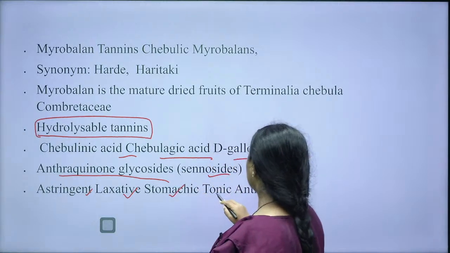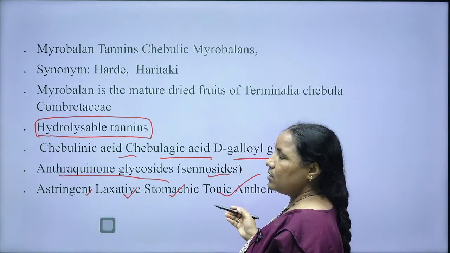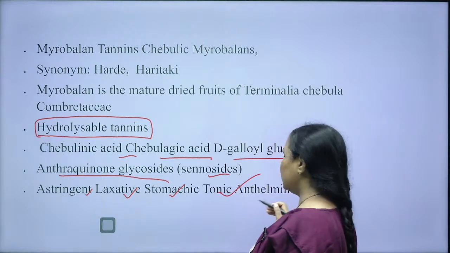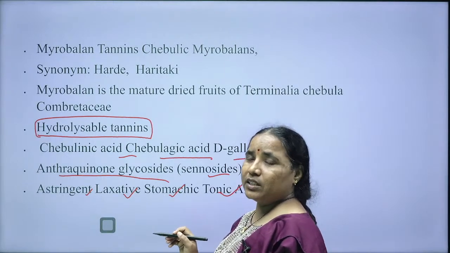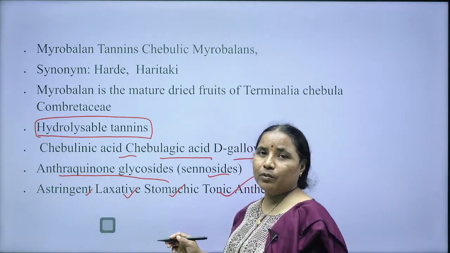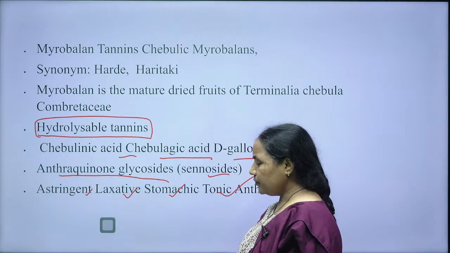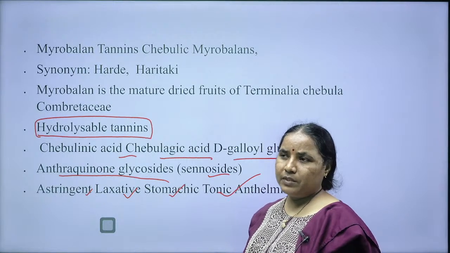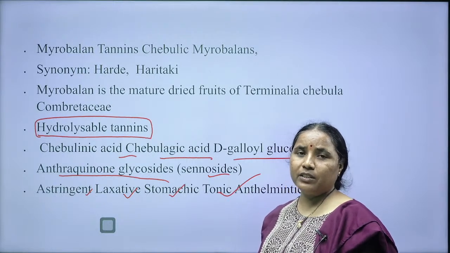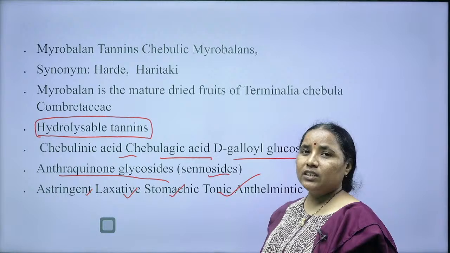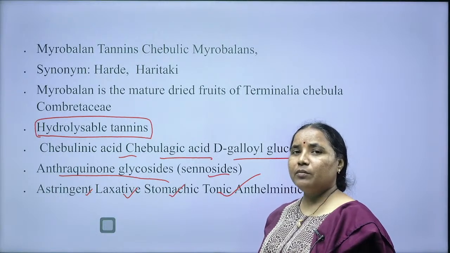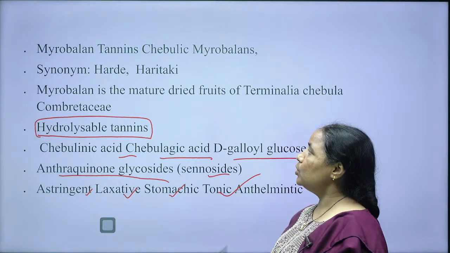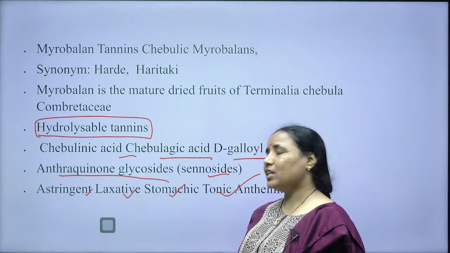It is used as an astringent, laxative, stomachic, tonic and antihelminthic. That is, this drug has an antihelminthic property, which means it acts against parasites like platyhelminthes and nematohelminthes. These platyhelminthes and nematohelminthes can be removed by using this drug, which is used as an astringent.